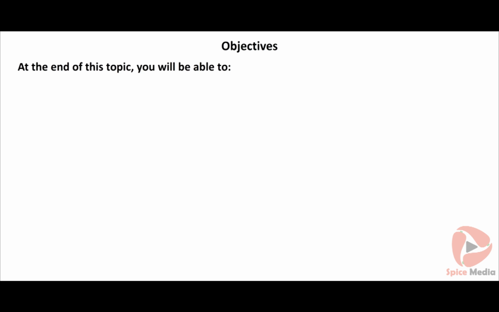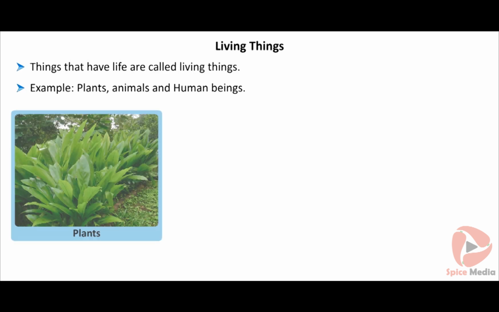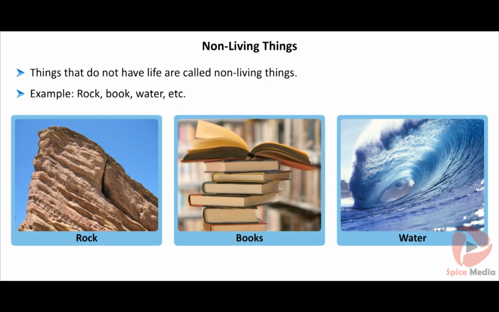At the end of this topic, you will be able to define living and non-living things, discriminate non-living things from living things in day-to-day life, and state the salient features of living things. Things that have life are called living things. Example, plants, animals, and human beings. Things that do not have life are called non-living things. Example, rock, book, water, etc.